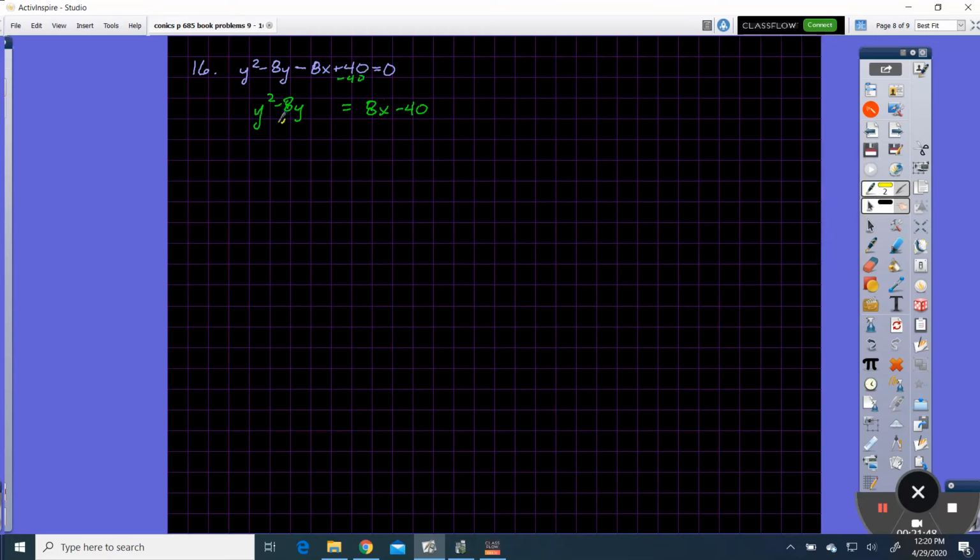So now half of 8 is 4. 4 squared is 16. And I add 16 to this side as well. So I now have completed the square. Y minus 4 equals 16. On this side I have 8x negative 40 plus 16 is negative 24. So I can divide each of those by 8. So now I have my parabola set up.